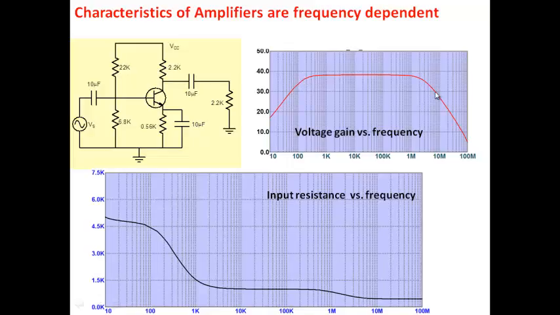That would give us the lower cutoff frequency. Similarly, we would like to know where the gain falls from, let's say, 40 dB to 37 dB on the higher side. That would give us the upper cutoff frequency. So we define lower and upper cutoff frequencies in terms of the voltage gain plot as a function of frequency.